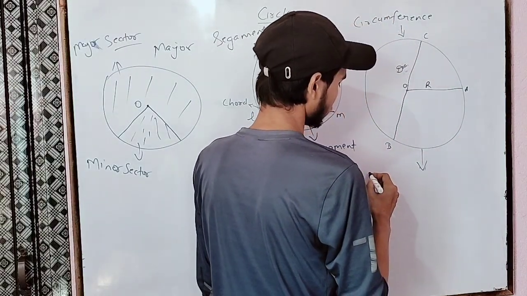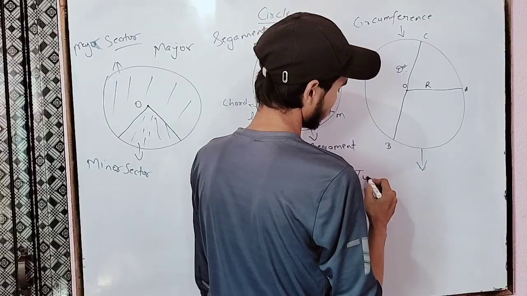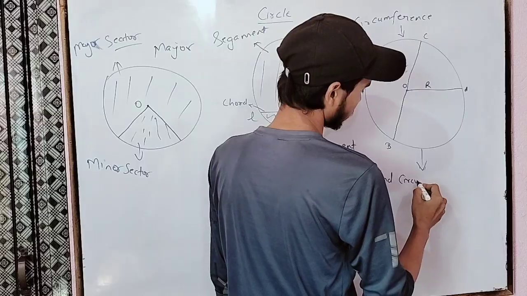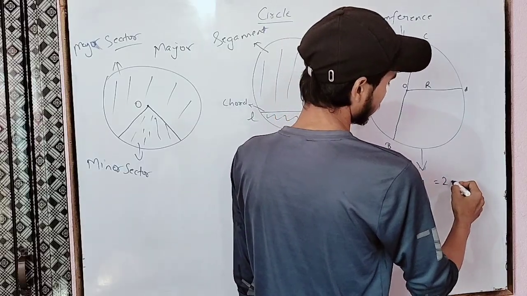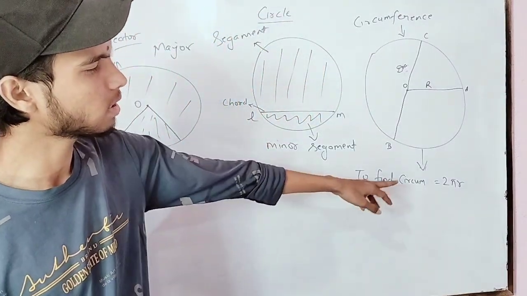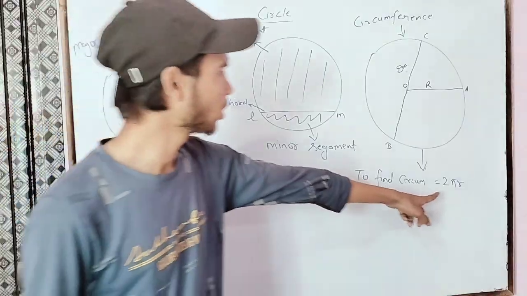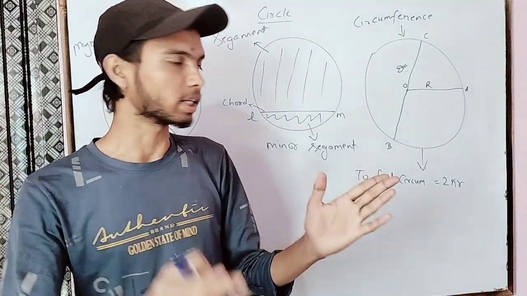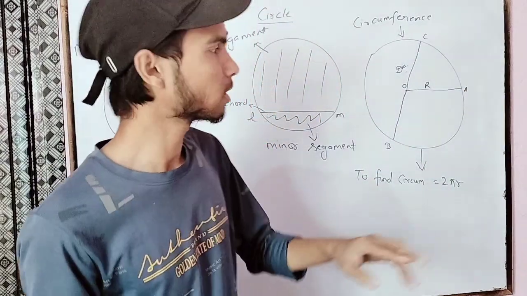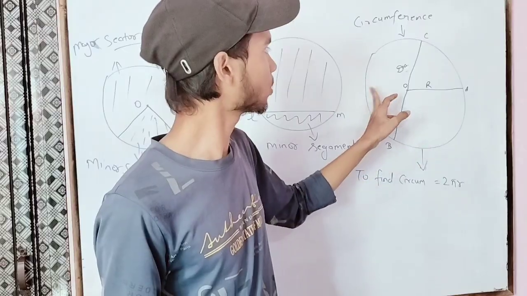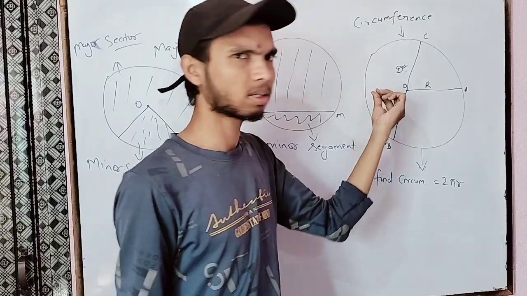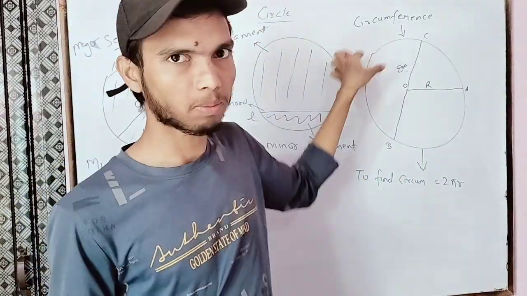To find the circumference, 2 pi r, 2 pi r. Now we can ask, is this formula correct or not? It is saying 2 pi. So from here to here, we know there is 1 pi. From here to here, there is 1 pi, but not exactly 1 pi. There will be some space after 1 pi.